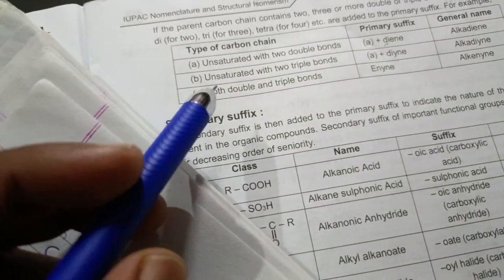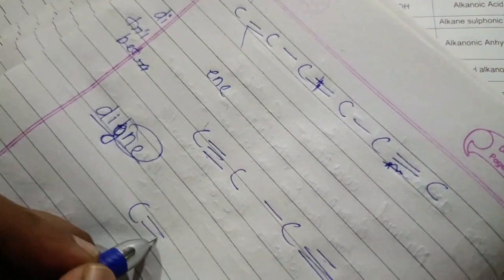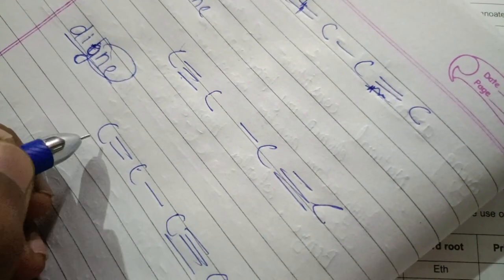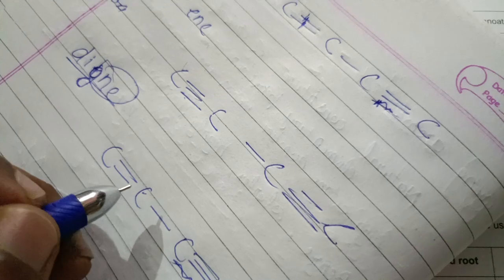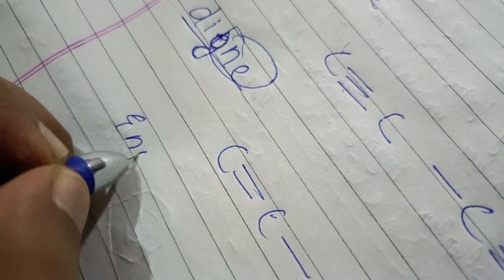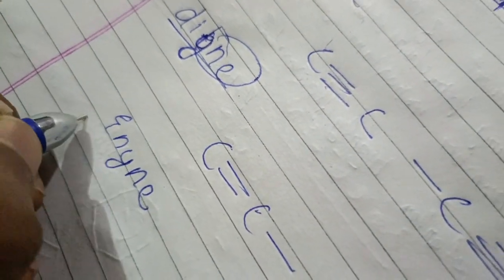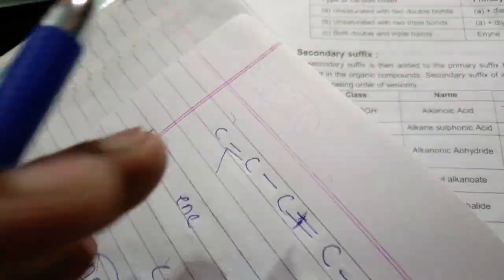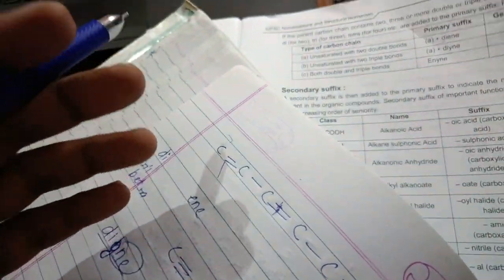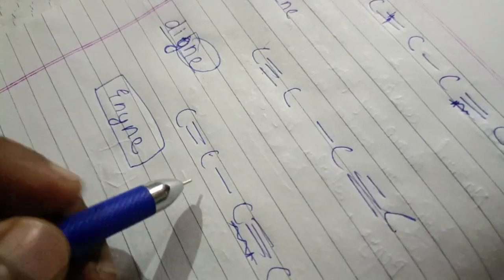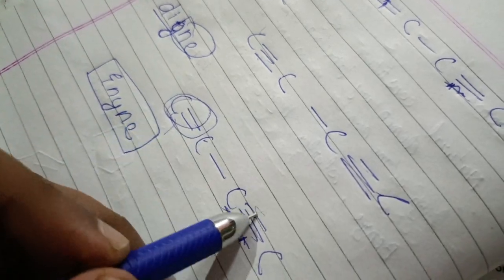If in a compound there are both a double bond and a triple bond, then it could be called enyne. It's the primary suffix, but there is something more. When you are naming, there are a few rules, so for now we will only write the name of this and forget about the rules.